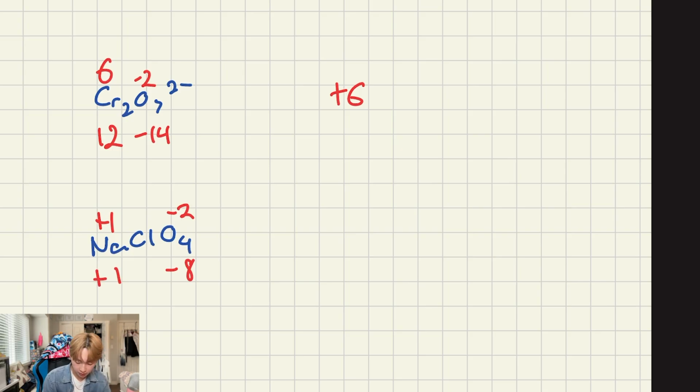And what we can do down here is make this equal to the charge of the entire compound. So the charge is going to be 0. So we have 1 plus something minus 8 is equal to 0. So we know it's 7. So Cl oxidation number is 7, or +7.